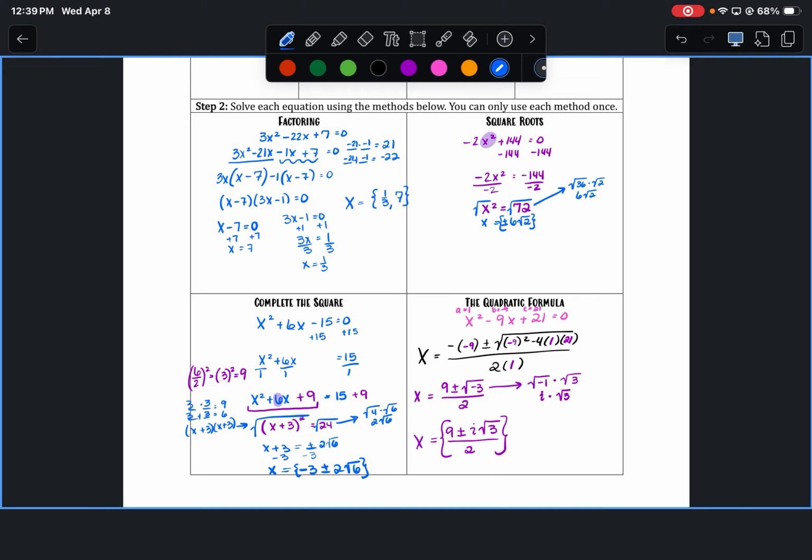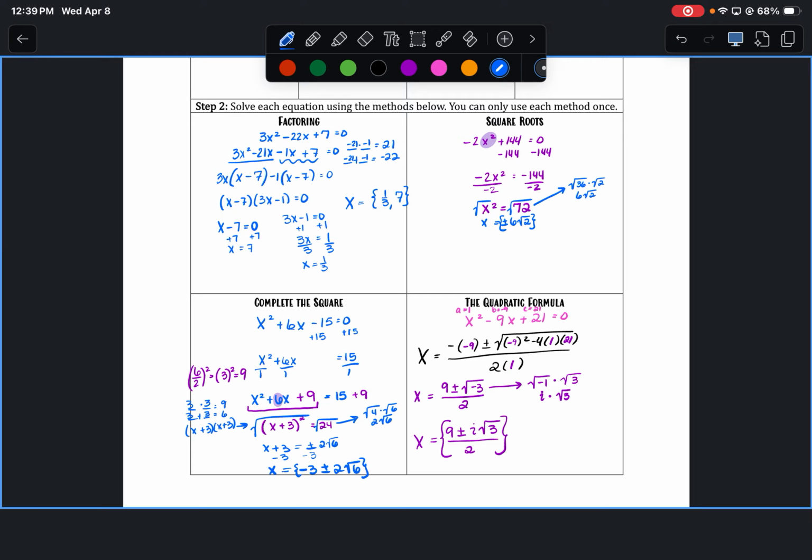Okay, again, A is 1, B is even. We already used completing the square. So let's think, can we factor this? Is there a number that multiplies to give you 12 but adds to give you negative 8? I'm sure there is one. Negative 6 and negative 2. So we can do this one by factoring, and this is when we can use the shortcut, so it's much quicker.